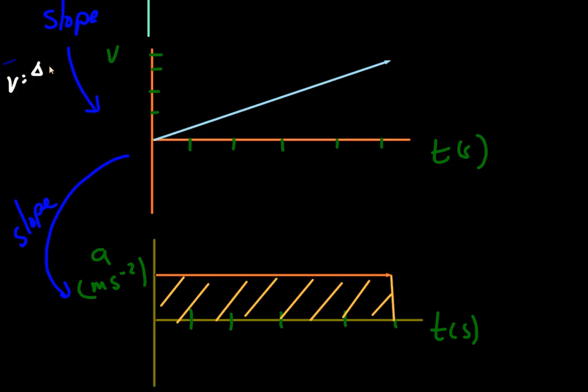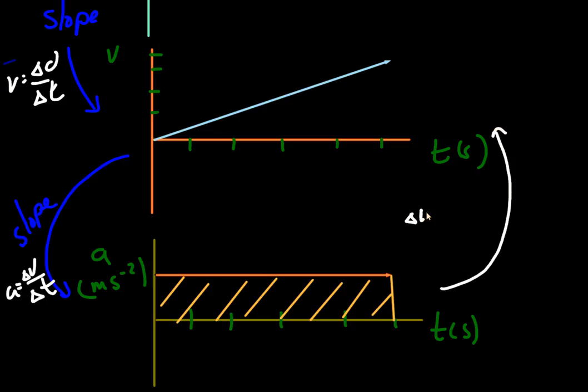V was delta D over delta T. That's how we got to there. And then this acceleration is delta V over delta T. Okay, now going back up, we need the area under here to get the change in velocity. So delta V is area, or acceleration times time. So acceleration times time gives us the area under there, and that tells us what our change in velocity was, right?